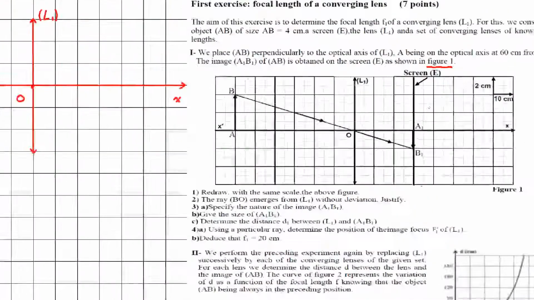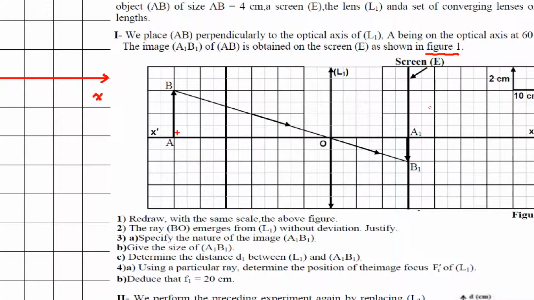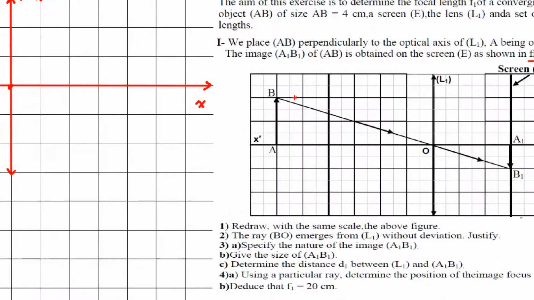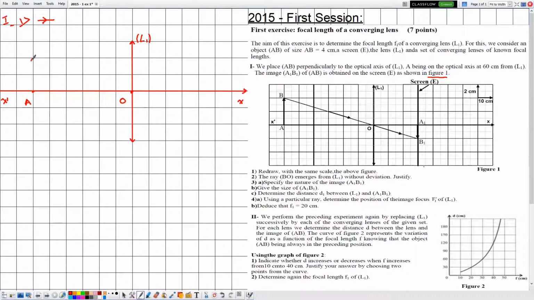Okay, and now the point A is located on the optical axis in front of the lens by 1, 2, 3, 4, 5, 6 divisions. Then 1, 2, 3, 4, 5, 6. This is the position of the point A. And the point B is located 2 divisions above A. The hat is found on B. Now let's trace the object AB.